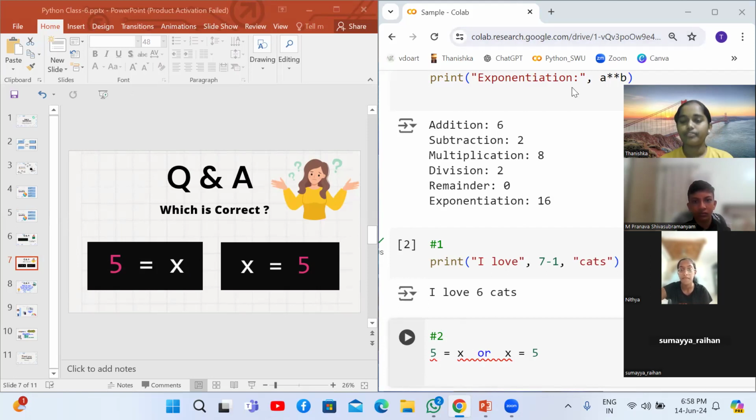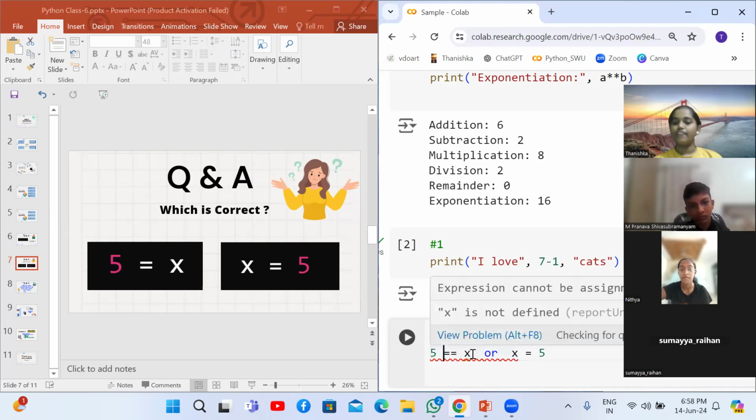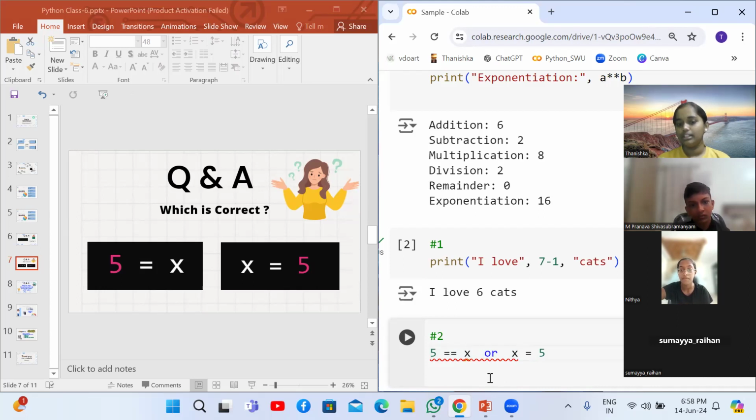Because here you can write 5 2 times this equal sign. This means that 5 and x both are equal. You can do that, but we don't want that. We just want to pass the value. In that case, if you use equal sign, what is the meaning, Nitya? If you use equal sign, what's the meaning? The value of x is 5.